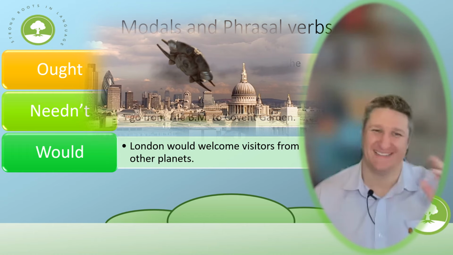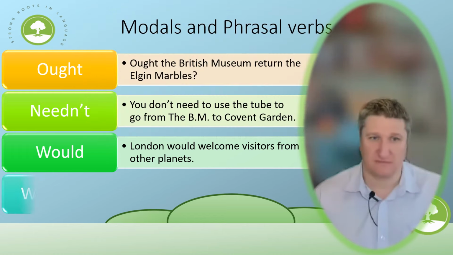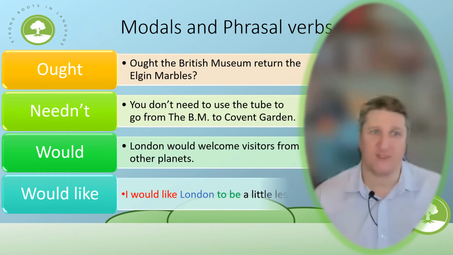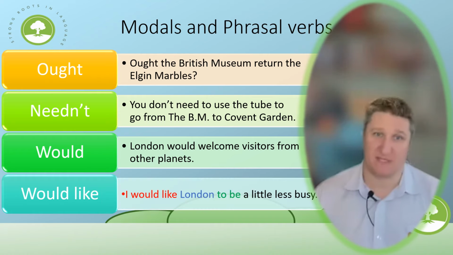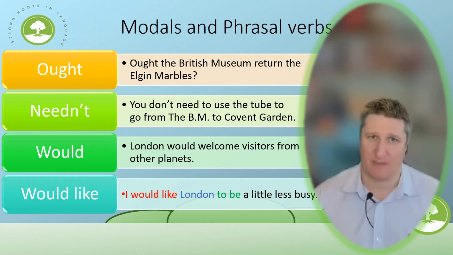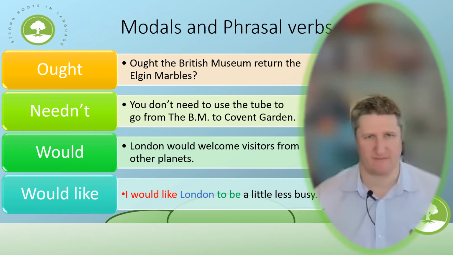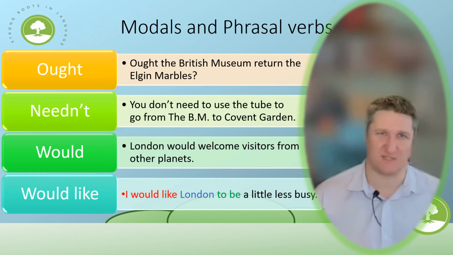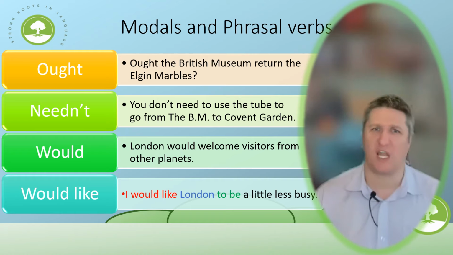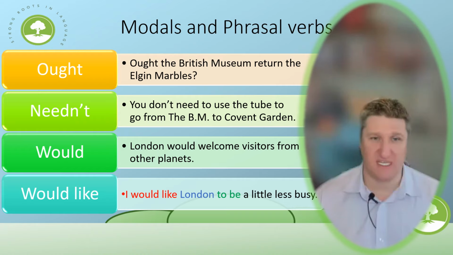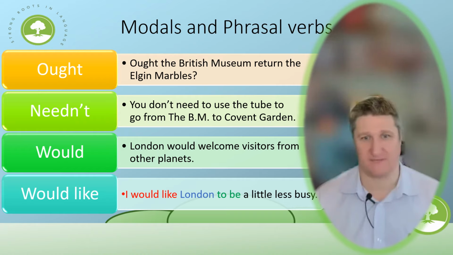Excuse me. Would like, by contrast, is for expressing wishes, and this can be done for describing other people's wishes about yourself or other selves, when followed by an object, an infinitive. That's a lot of words. Let's see if we can put that into a sentence. I would like London to be a little less busy. I would like London, object, to be, there's that infinitive, a little less busy.